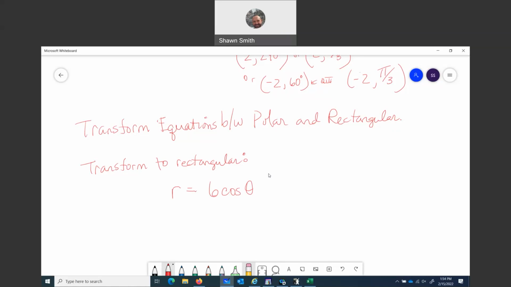So all I want to do is, I know r is equal to the square root of x squared plus y squared, right? x is equal to r times the cosine of theta. Now y is equal to r times the sine of theta. So I've got to use these formulas. I can put in inverse tangent too if I wanted to, but we're not going to use this one.